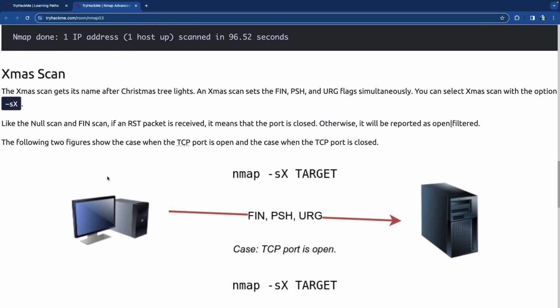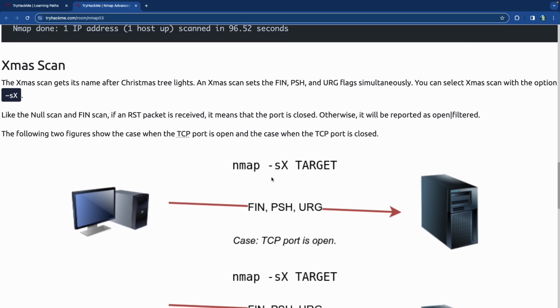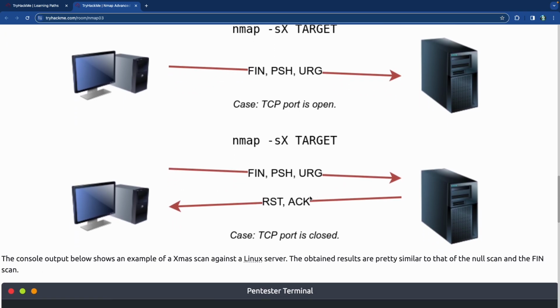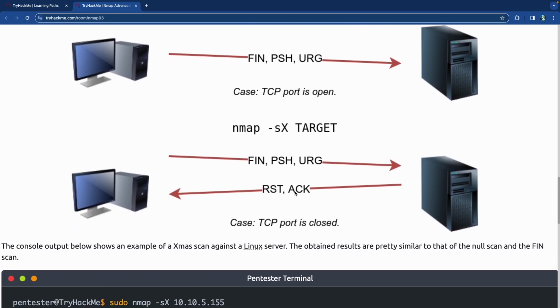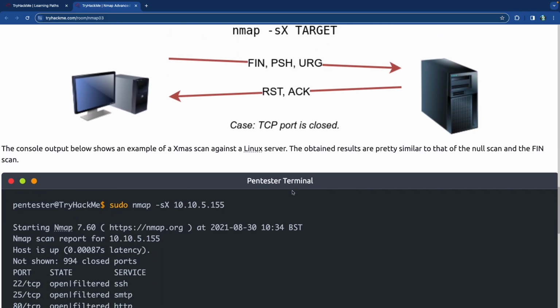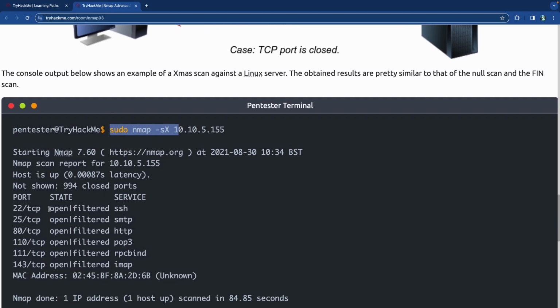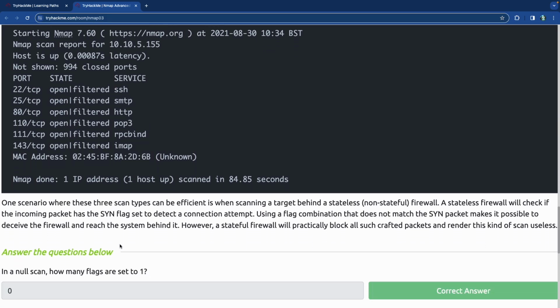And then you have the Xmas scan, which is lowercase s, uppercase X, and the target IP address. What that does is it sends 3 different flags: one of them is the FIN, the other one is the PUSH, and the other one is the URGENT. It'll send these 3 flags together, and the response will come back as such. If these things are closed, you'll get a reset and an acknowledgement response. This is what it looks like: sudo nmap -sX, and then it'll give you potential open or filtered ports on the target IP address.